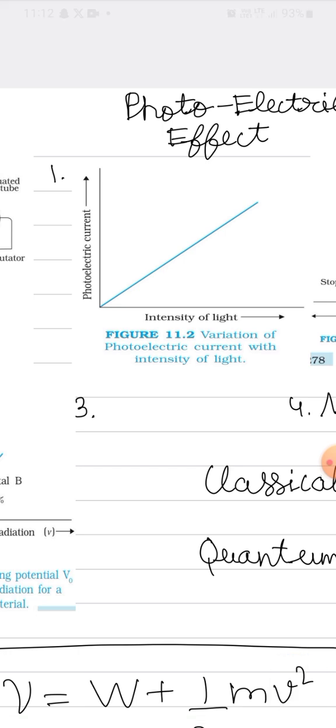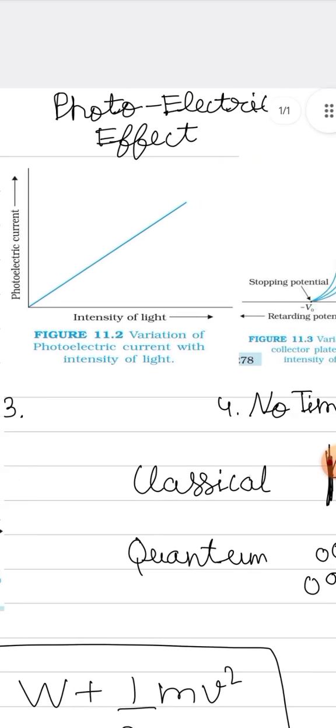So, the first graph shows intensity versus photoelectric current. When we increase the intensity of light, the photoelectric current increases. It is explainable classically because if we increase intensity, then the energy transferred to the metal also increases. So more electrons are emitted, and we get more photoelectric current.